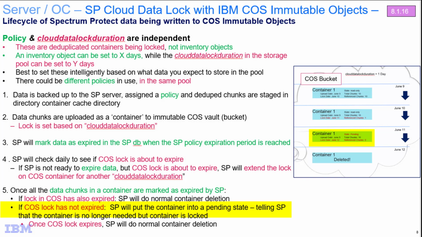And it'll keep doing this until all of the chunks of data inside of that container have expired off. Once that happens and all the data has expired off, we put that container in pending until the container lock is also expired. And then at that point, we can delete off the entire container. So you can see why it's important that you coordinate your policy and your cloud data lock duration.